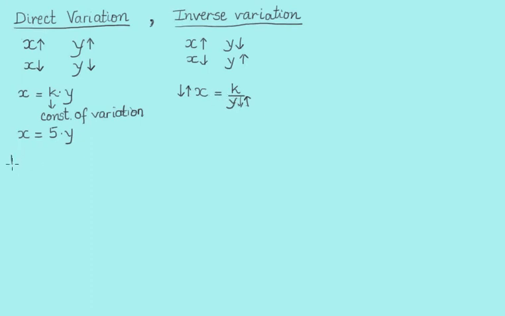Say there is a question. If x and y are connected by, say, this expression 2xy equal to, let's say, 3, is this representing direct variation or inverse variation? So the question is: is this direct variation or inverse variation?